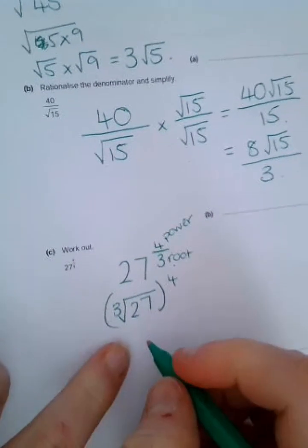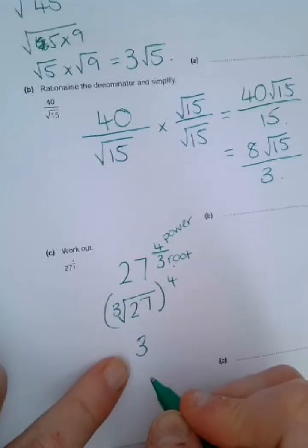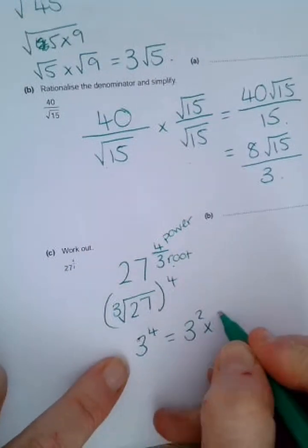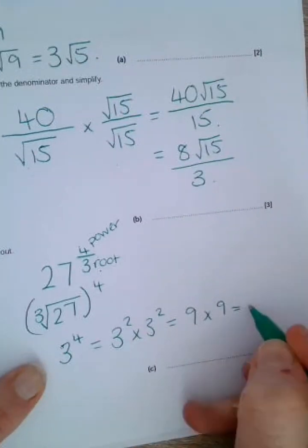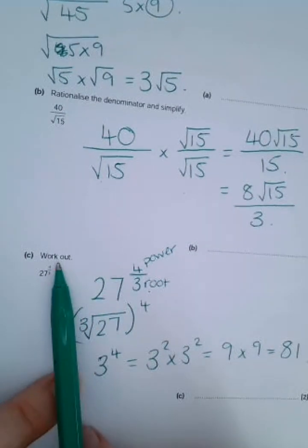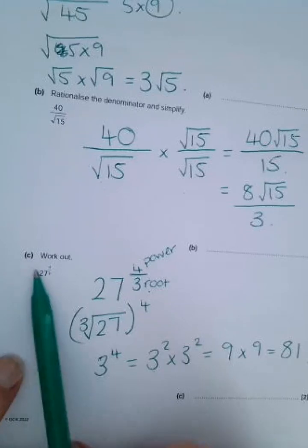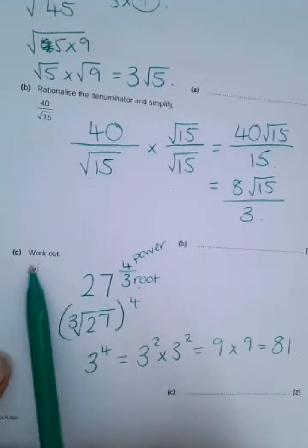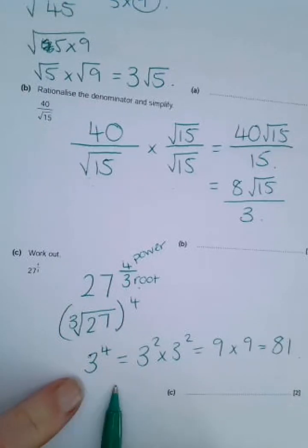So the cube root of 27 is 3. And 3 to the power of 4 is the same as 3 squared times 3 squared. 9 times 9, which is 81. Okay, it isn't asking me to give my answer in index form or anything like that, so it doesn't want the answer of 3 to the power of 4. It actually says work out, so that's telling me that I need an actual answer. If it said simplify this, giving it your answer in index form, this would be your answer.